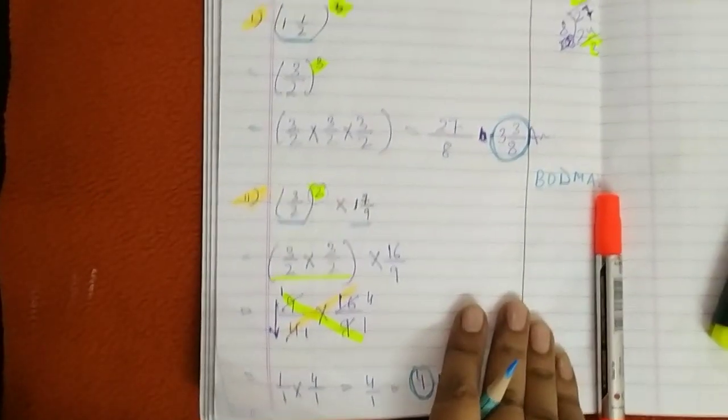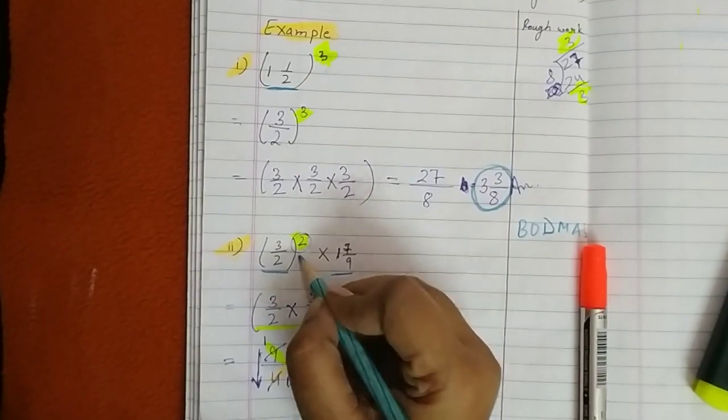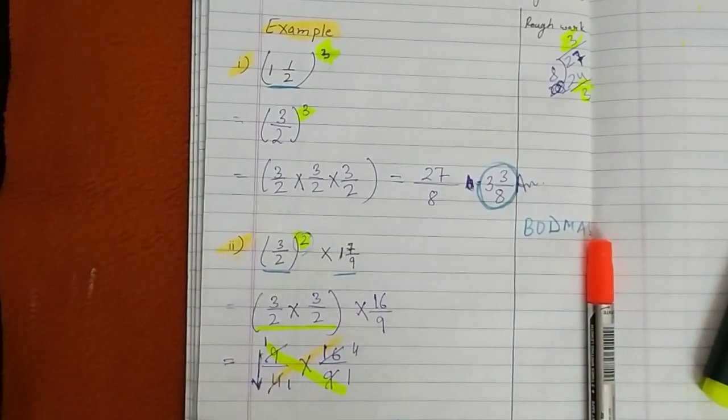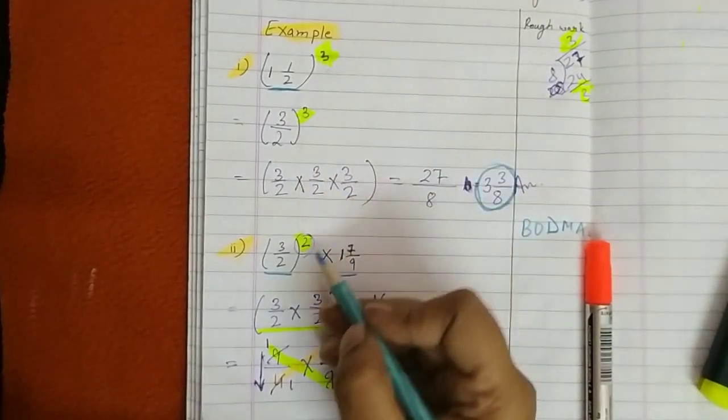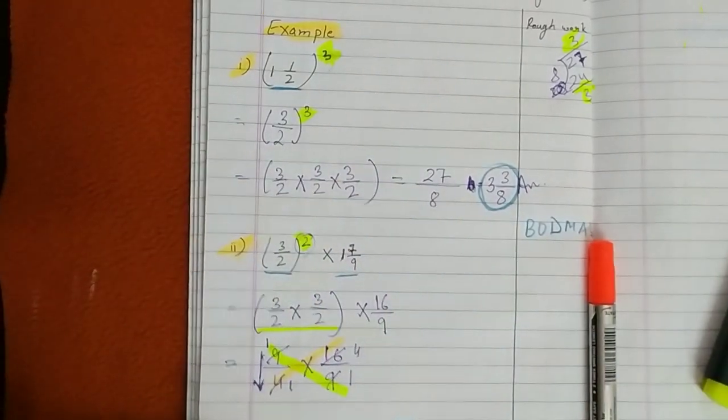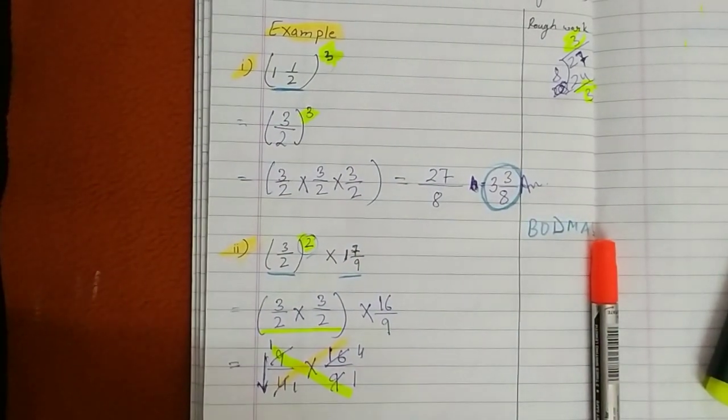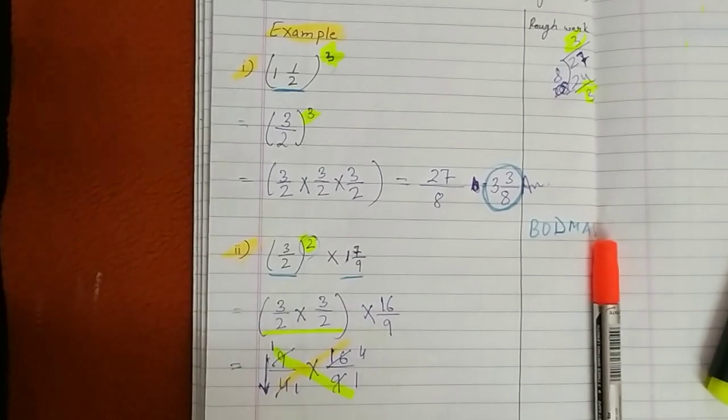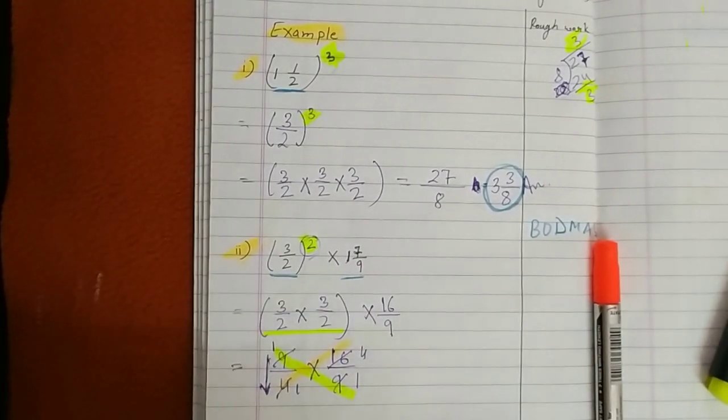Good. I am repeating again, children. This raised to the power 3, 2. That means you have to repeat that fraction here 3 times, here 2 times, and then multiply. If it is 5, then you will be repeating fractions 5 times. If it is 4, you will be repeating fraction 4 times. Okay. This much is clear? Good.